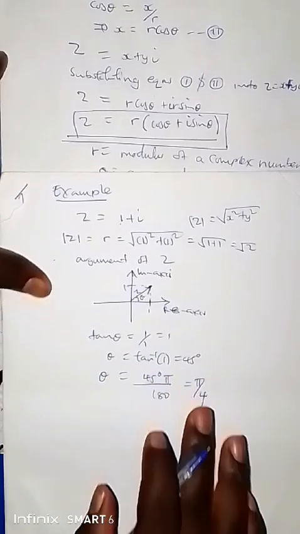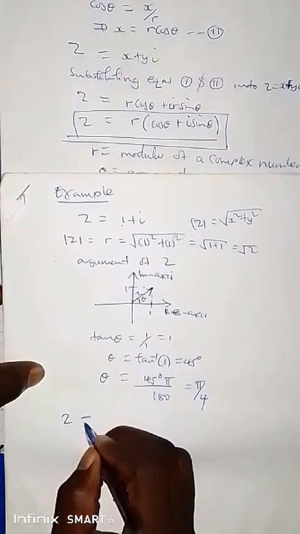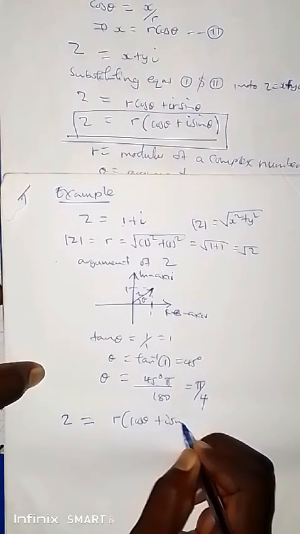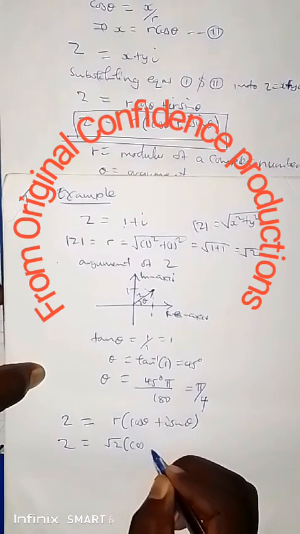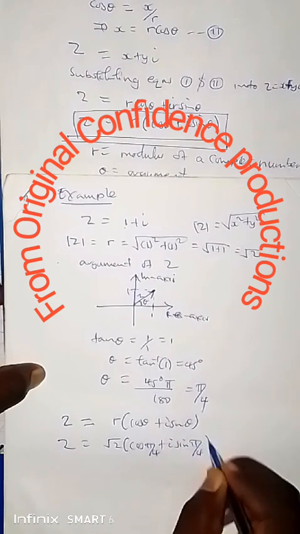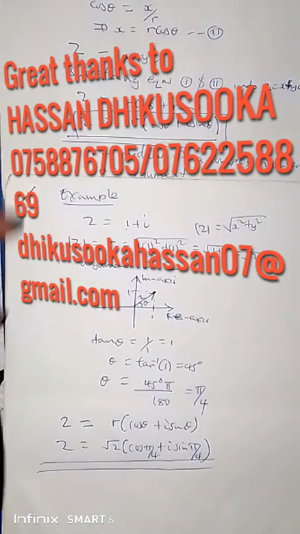You know very well that in polar form, z will be equal to r, then cos of theta plus i sine of theta. So your z will be equal to root 2, then cos of pi over 4 plus i sine of pi over 4. This is the way you can write it. You can do very many examples. You get the modulus, then you get the argument, and you substitute, and it becomes your complex number in polar form.